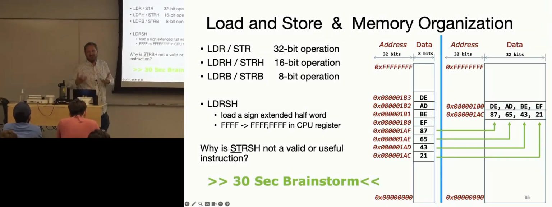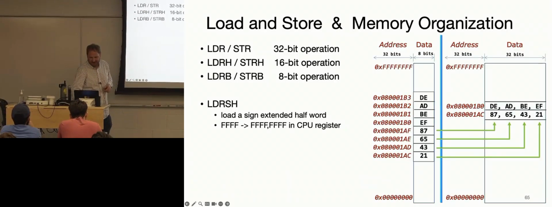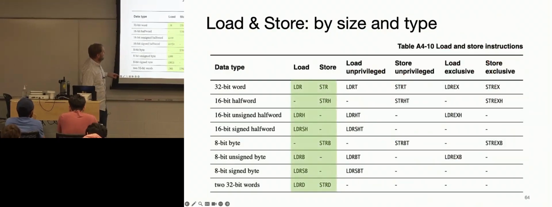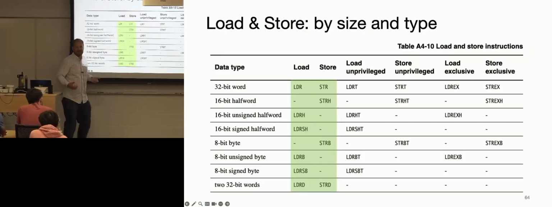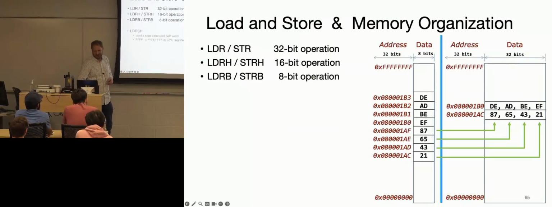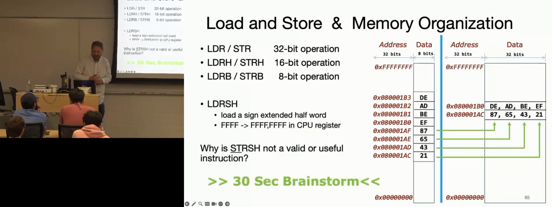Why didn't they make it symmetrical? If we go back to this slide, you see that we have this, but we don't even have a version here. Why aren't they making a signed word store operation? Take some time to chat with each other.